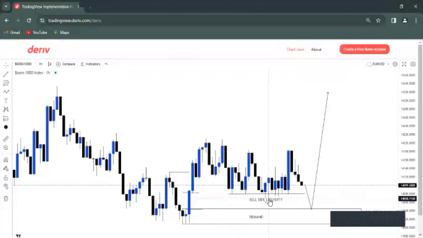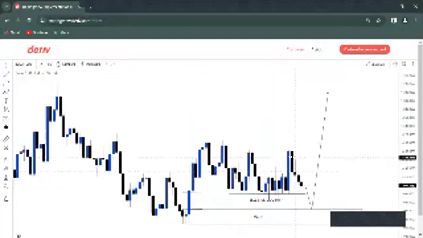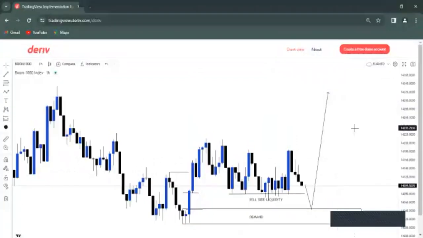We expect price to fill this imbalance, and it already did fill the imbalance this week. Okay, so what do you expect? We expect price to come up to the demand zone, then mitigate it and go up. I hope that really makes sense.